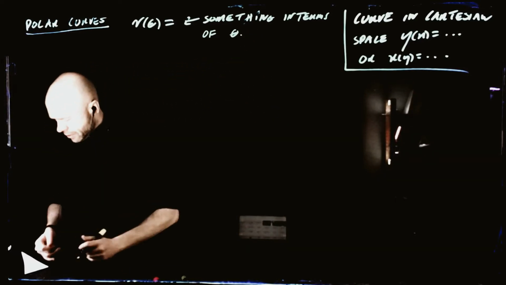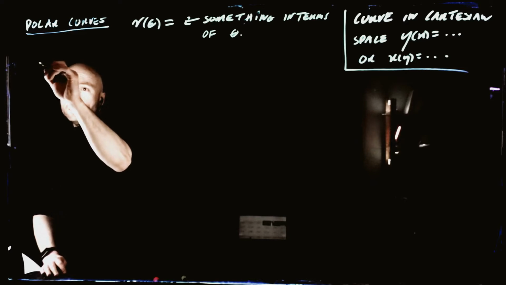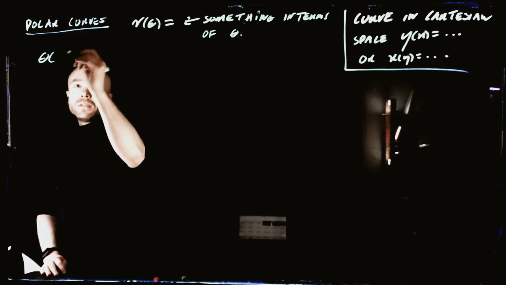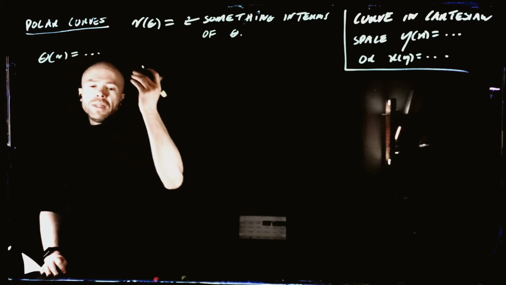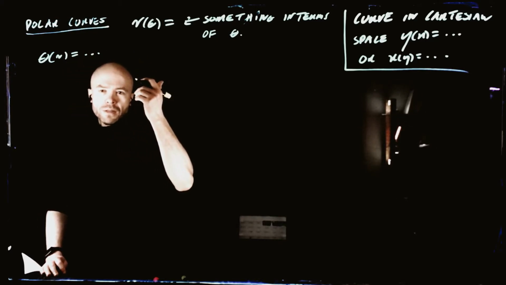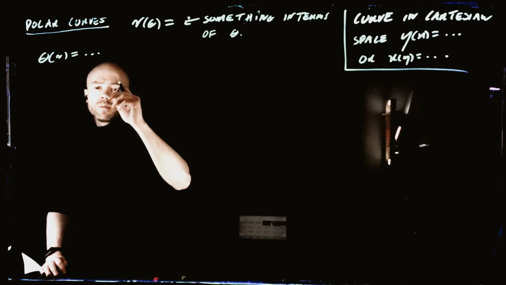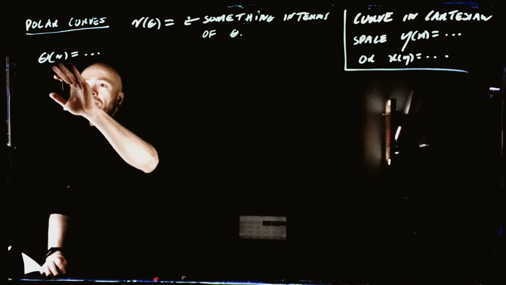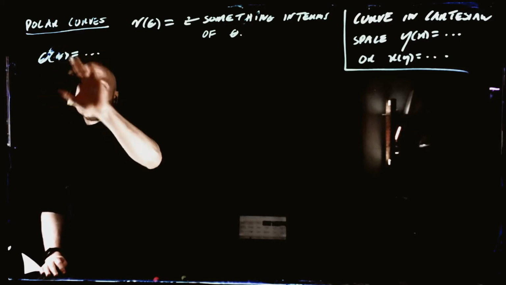Or we could have theta is something depending on r. But that's much rarer because we have less interesting ones. So r of theta is the main kind we're going to think about. But sometimes we're going to have theta as what is actually defined. Let's think about r of theta first.